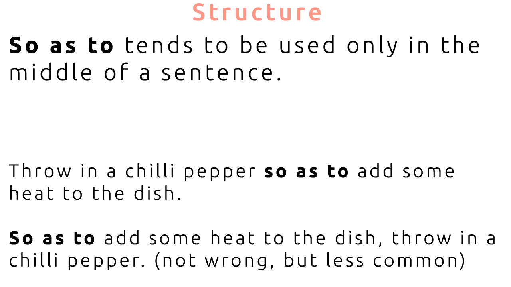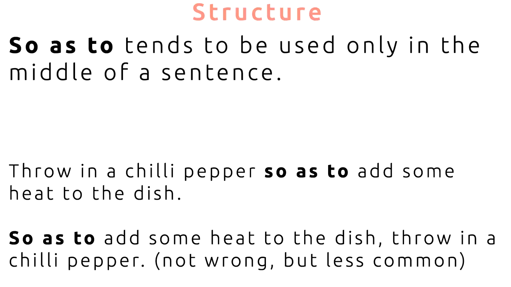So as to, on the other hand, tends to be used only in the middle of a sentence. Look at the examples below. Throw in a chili pepper so as to add some heat to the dish. And the second example, so as to add some heat to the dish, throw in a chili pepper. Now both sentences are okay, but the second one is less common.